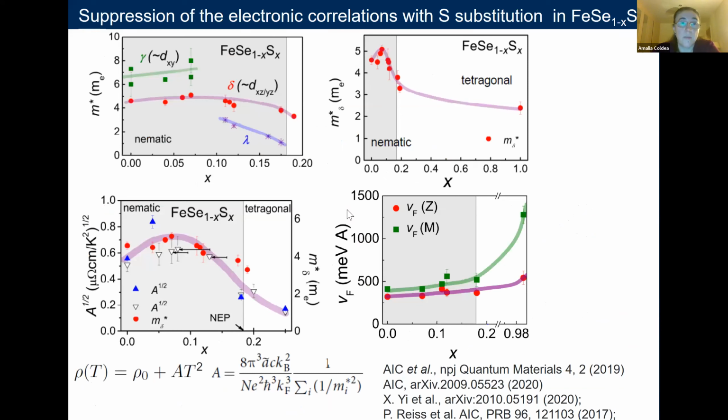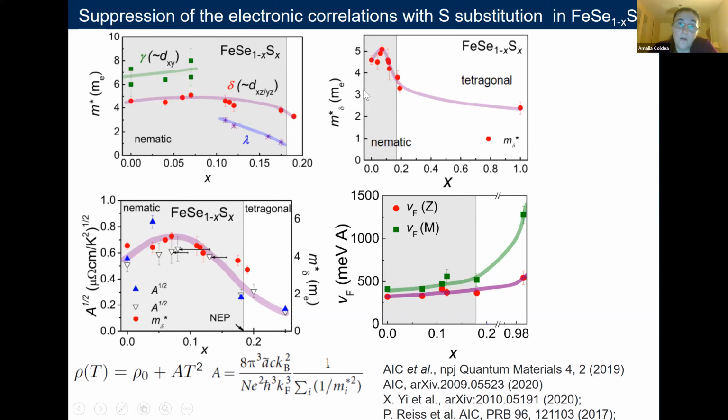And this is a summary of all our findings for the sulfur substituted system. Now, if we look on the smaller scale, the changes are quite subtle. Here I look at delta, which is the outer hole band, but for a certain regime we can also detect the gamma pocket, which is supposed to have dxy character, and it's much heavier than the delta pocket. We can see both of them slightly increase, but for higher concentration, we can only follow the delta pocket, and then this goes down again.